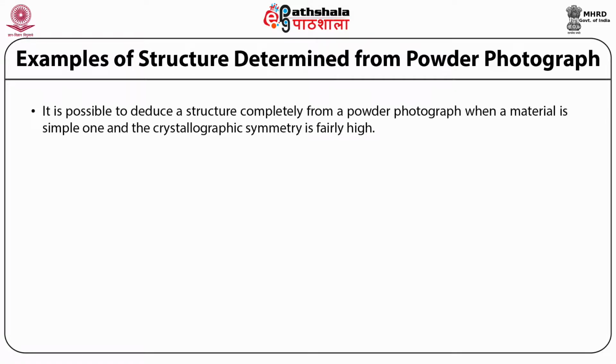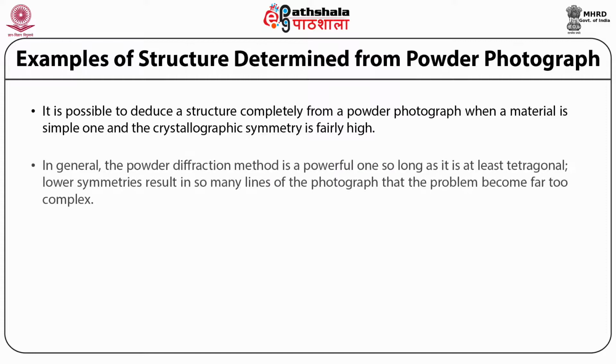It is possible to deduce a structure completely from a powder photograph when a material is a simple one and the crystallographic symmetry is fairly high. In general, the powder diffraction method is a powerful one so long as the symmetry is at least tetragonal. Lower symmetries result in so many lines on the photograph that the problem becomes far too complex.